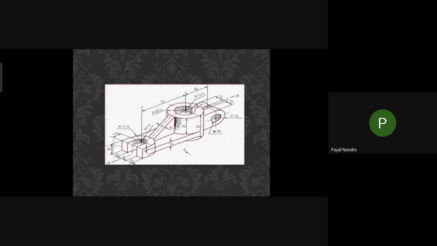In this object, the length of the object is 15 mm plus 35 mm plus 75 mm plus 15 mm. Therefore, the total length of the object is 140 mm. Breadth of the object is the diameter of the circle. Therefore, the total breadth of the object is 45 mm. Height of the object is 15 mm.